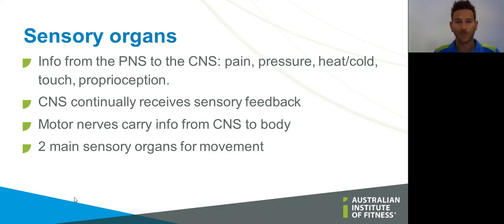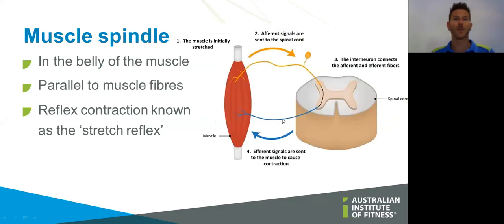There are two main sensory organs for movement, and these are the muscle spindles and the Golgi tendon organs. So first up, the muscle spindle. This detects stretch in a muscle belly. So you'll find the muscle spindle in the muscle belly, and I like to think of the muscle spindle as a little spring that goes around the muscle fiber. As the muscle fiber elongates, it's going to stretch out the spring, sending that information back to my brain and my spinal cord to say, hey, this is causing me possible damage. I need to contract back.